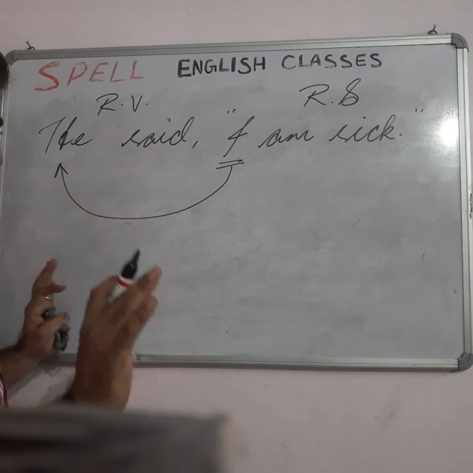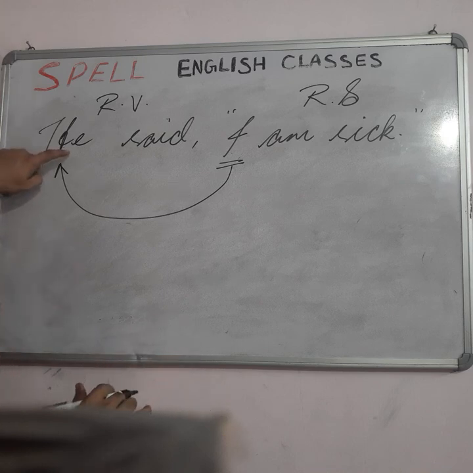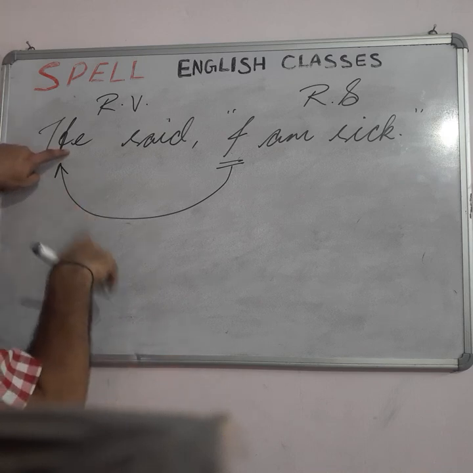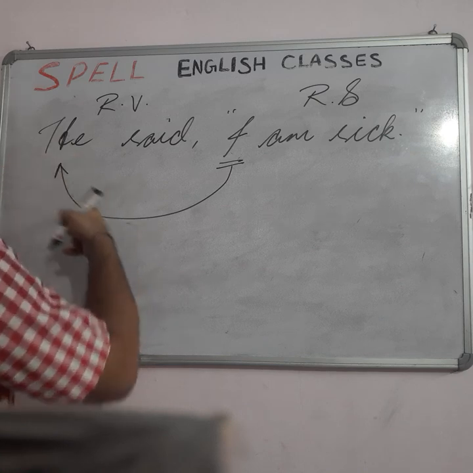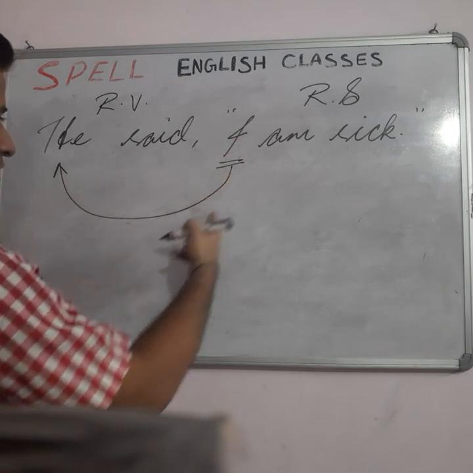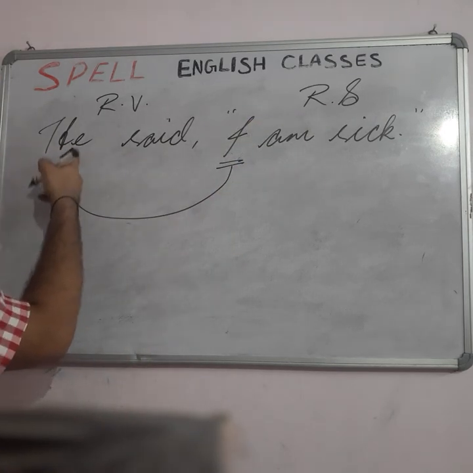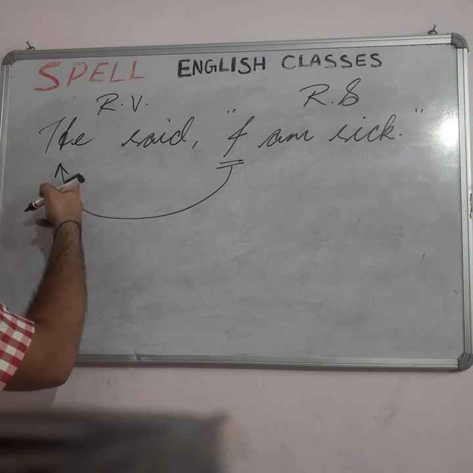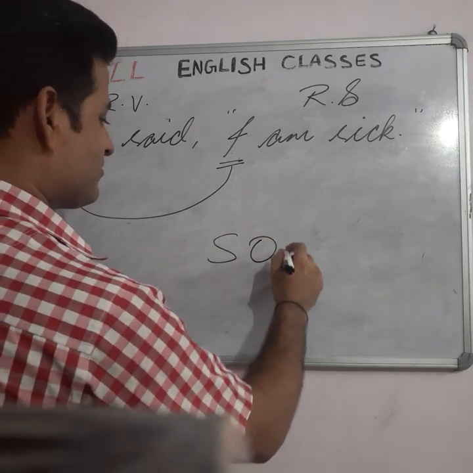The idea about singularity and plurality is clear, that he is a male member, gender is male, masculine, and he is one in number. So the same thing, the subject of reported speech is changed according to the subject of the reporting verb. We have a good formula for this to understand it in a simple way.